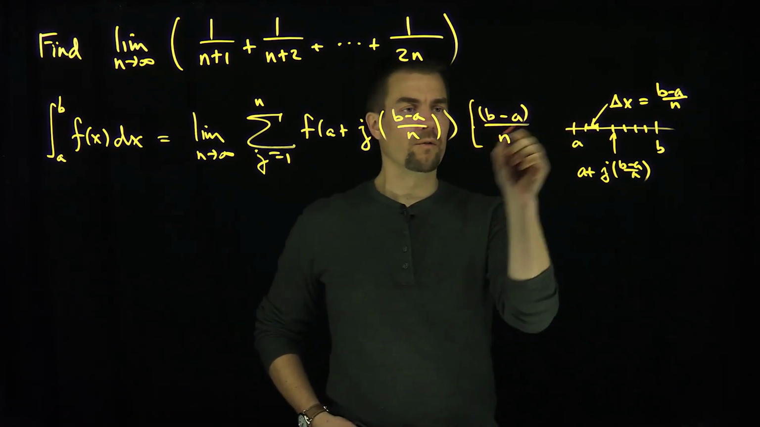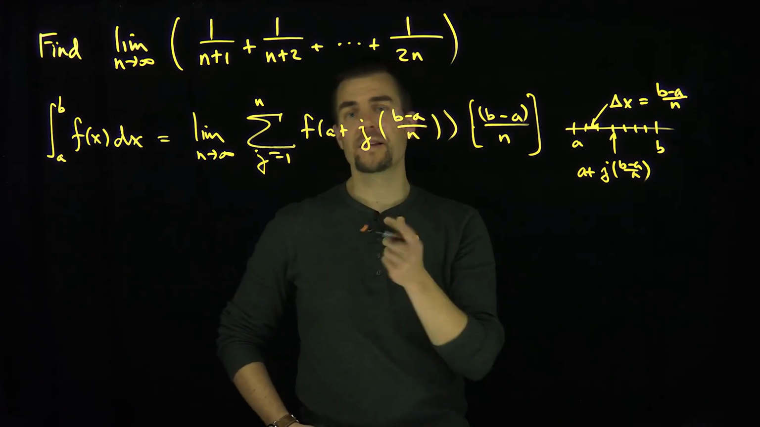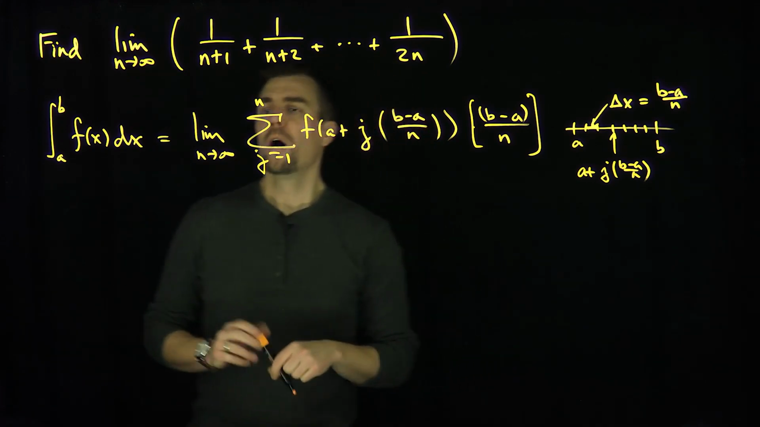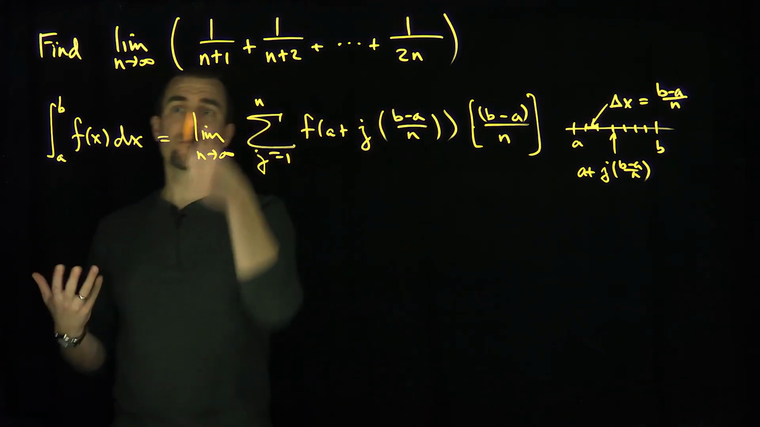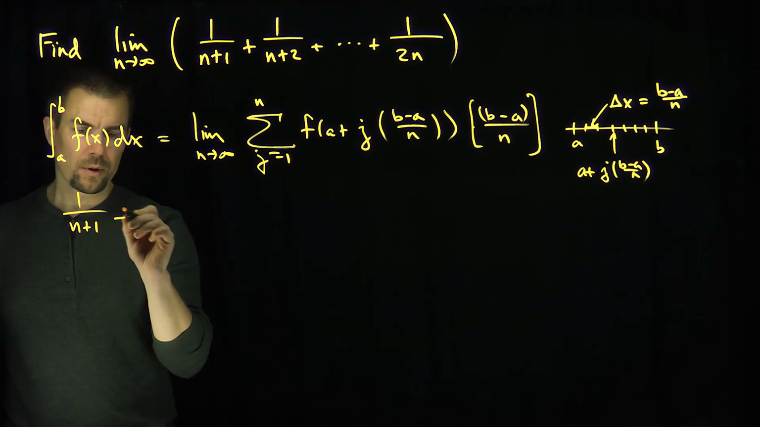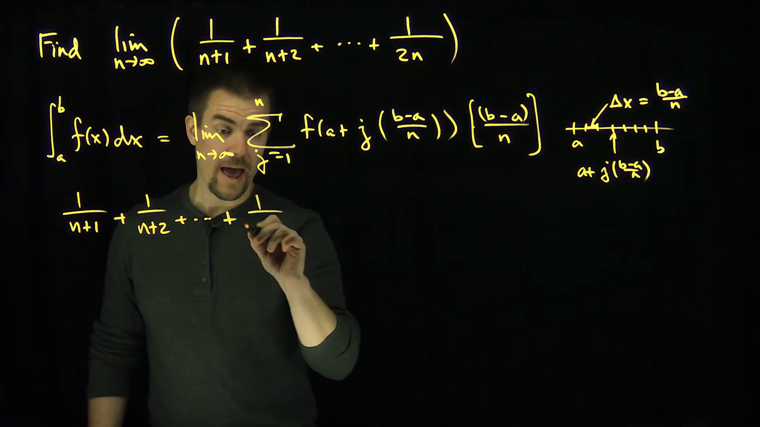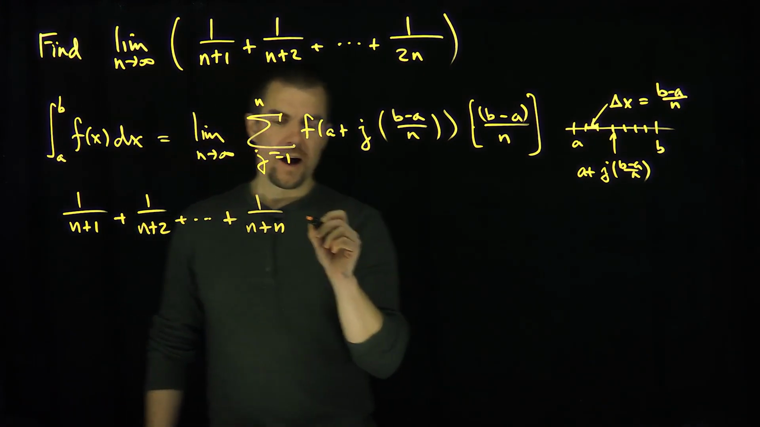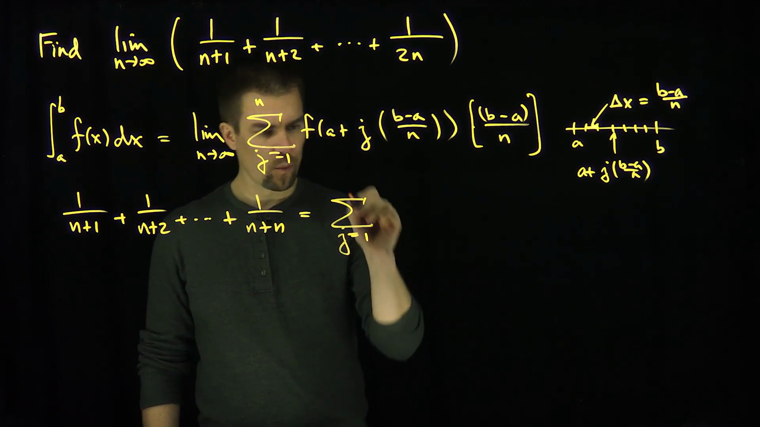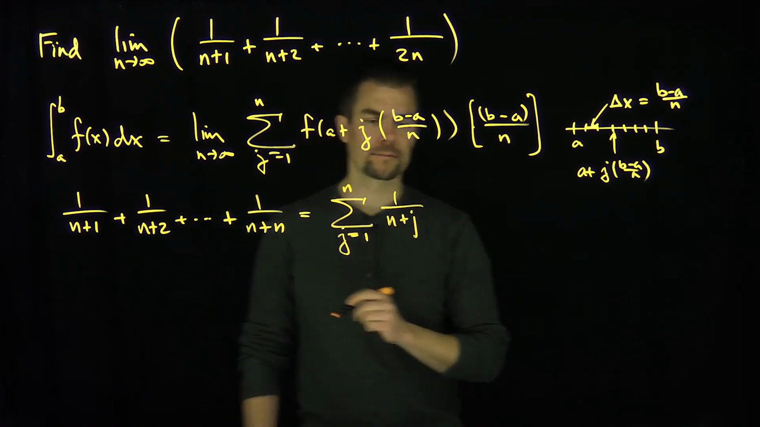So over here you have your height, you have the length of the base, and that's going to give you an area. As you take all these little areas and add them up, you get the integral. Now we can look at our sum from a different perspective. Our limit is really what? If I have 1 over n plus 1, plus 1 over n plus 2, up to 1 over n plus n, which is 2n, I can write this as the sum, j goes from 1 up to n, of 1 over n plus j.